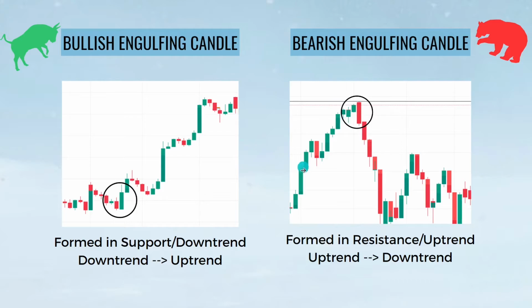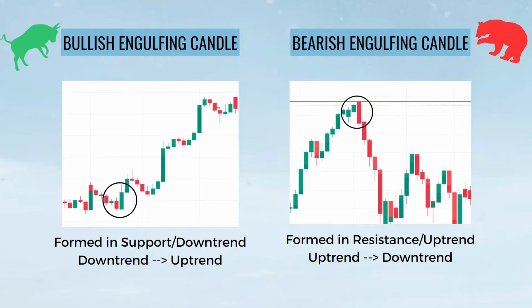Here, look at this. When the market is already in an uptrend, this candle is formed. This bearish candle has overdominated the previous bullish candle. Look at the size of both candles, you will know that. So what happened next? Once this bearish engulfing candle is formed, the market has come down. So this is how you trade with a bullish engulfing candle and bearish engulfing candle.